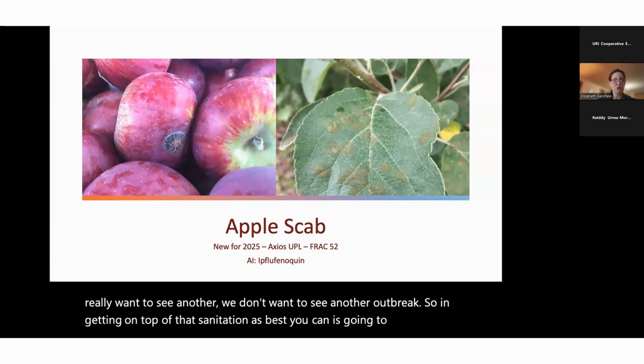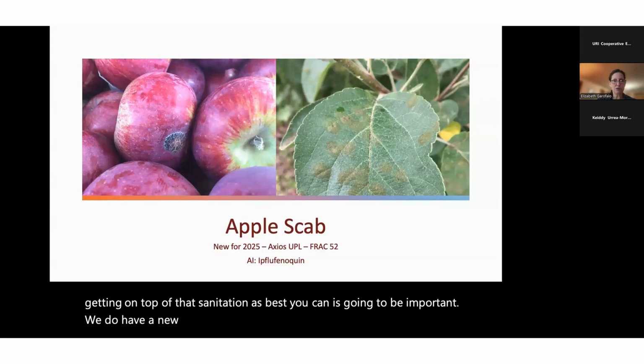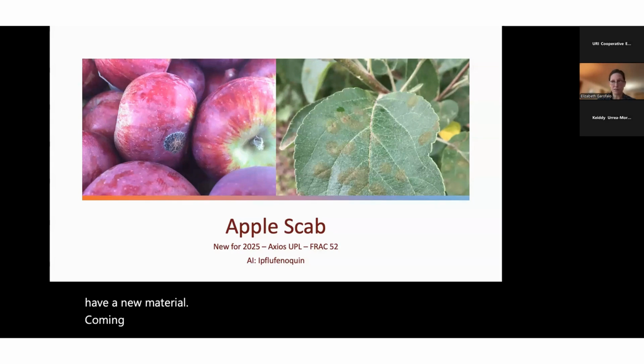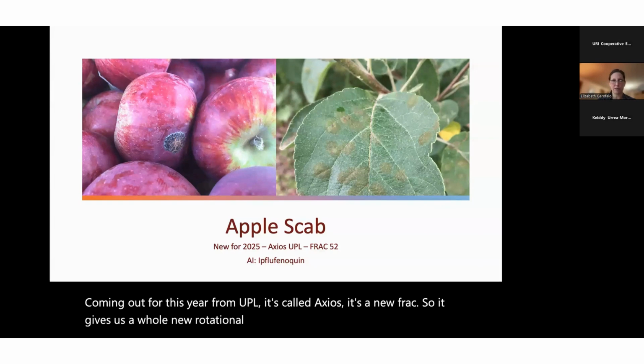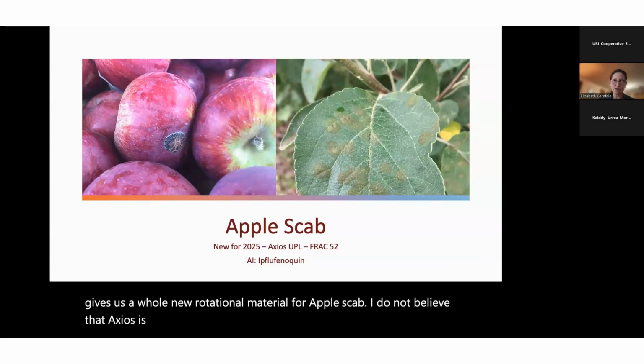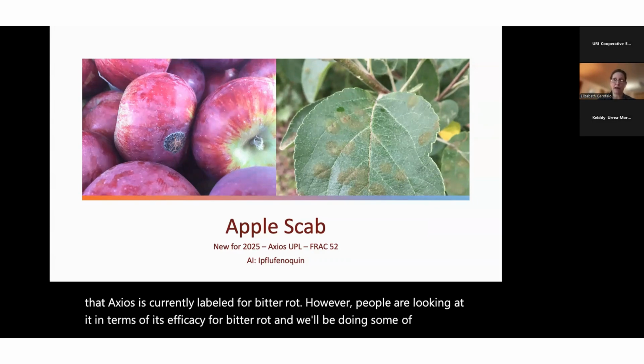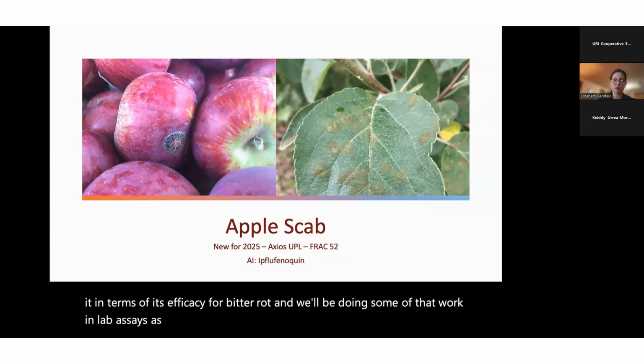We do have a new material coming out for this year from UPL. It's called Axios. It's a new FRAC. So that gives us a whole new rotational material for apple scab. I do not believe that Axios is currently labeled for bitter rot. However, people are looking at it in terms of its efficacy for bitter rot, and we'll be doing some of that work in lab assays as well. So more to be said on Axios as it relates to bitter rot, but right now it's a new tool for apple scab.